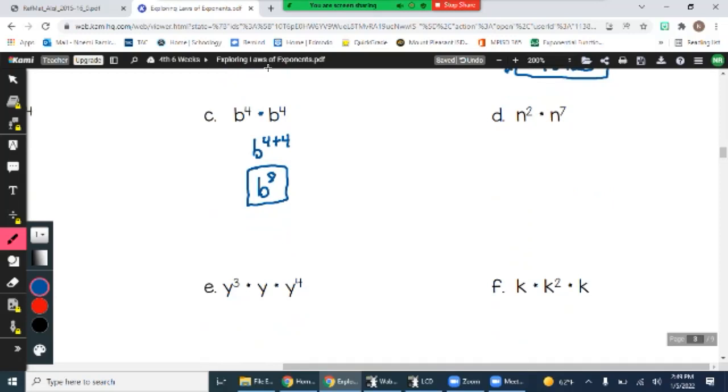D. Power, 2 powers, they're being multiplied. So what stays the same? What is my base? And what do we do with the exponent? So 2 plus 7. What is 2 plus 7? N to the power of 9. Ooh, that's ugly, but oh well. I hope the people, there's a lot of absences, so I hope the people watching this at home know that that is an N.